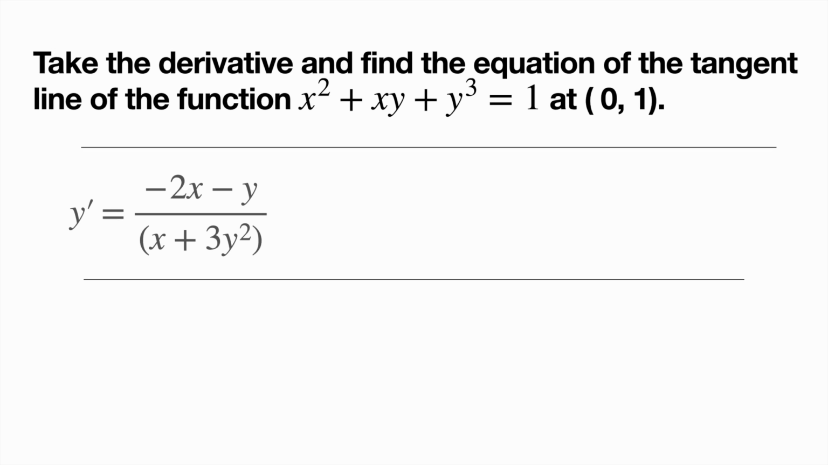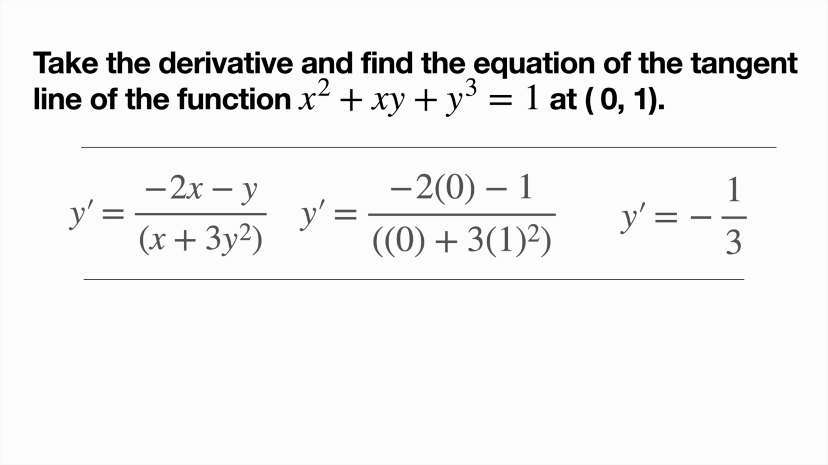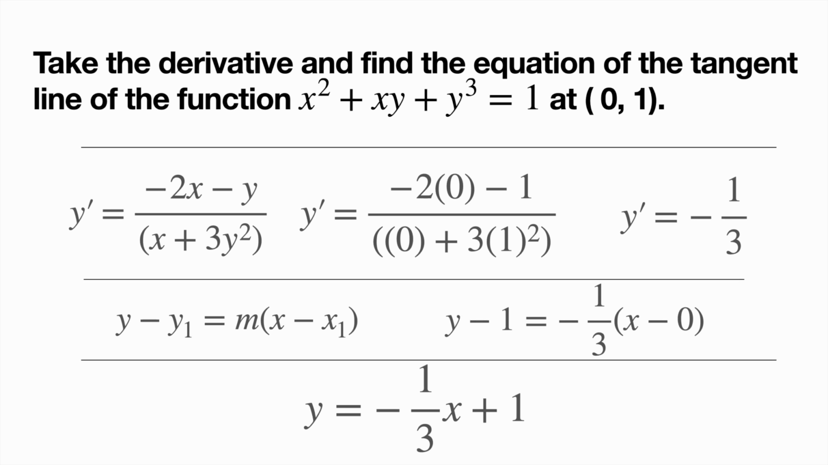For the equation of the tangent line, we'll be plugging in the x and y values given to us into y prime, since that is where the instantaneous rate of change is occurring, and the slope for the tangent line at that point. So now we know the slope of the line is negative 1 over 3. All we have to do is plug the x and y coordinates into our point-slope form equation, and we can leave it like that or rewrite it into slope-intercept form.